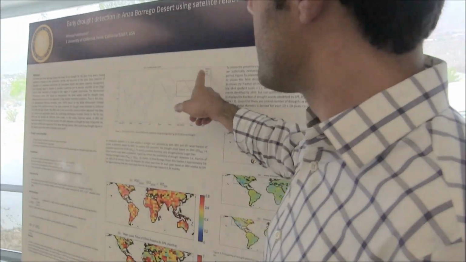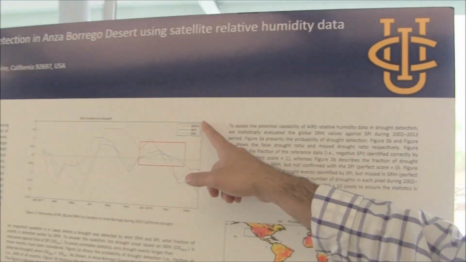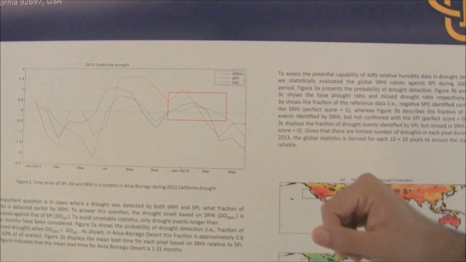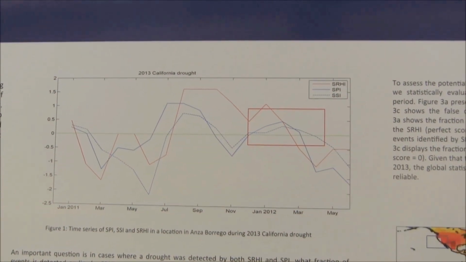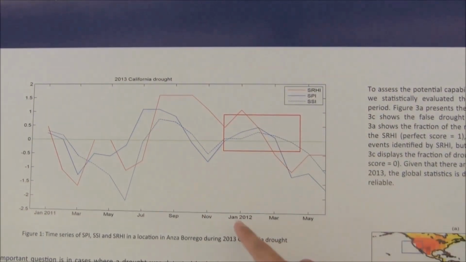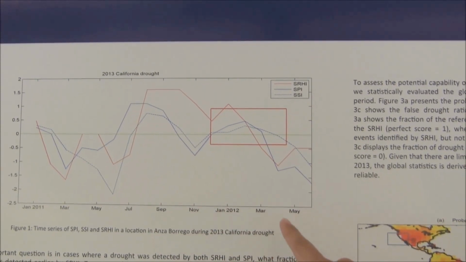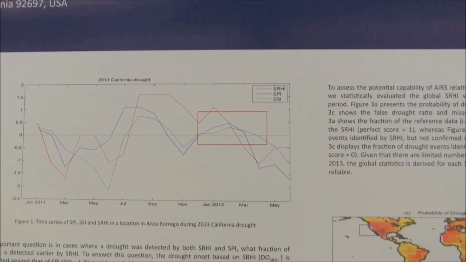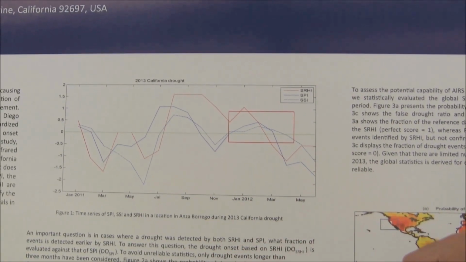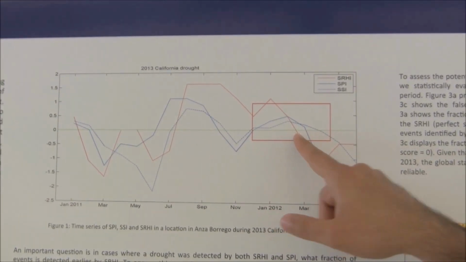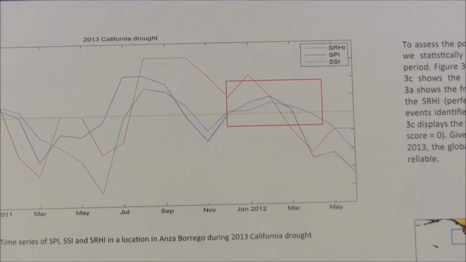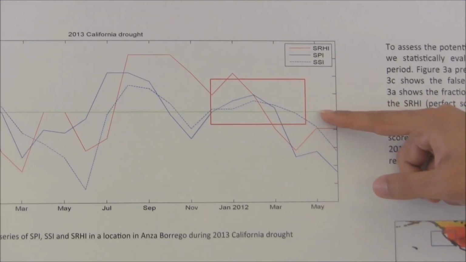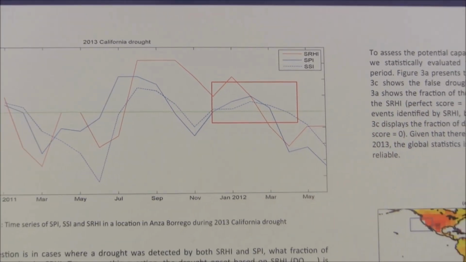If you look at the precipitation versus relative humidity versus soil moisture, we see here that this red time series is the relative humidity, and this is from the 2011-2012 drought in the Anza-Borrego. If you look at this time series, this green line is the drought threshold. If we fall below this threshold, we have a drought signal.